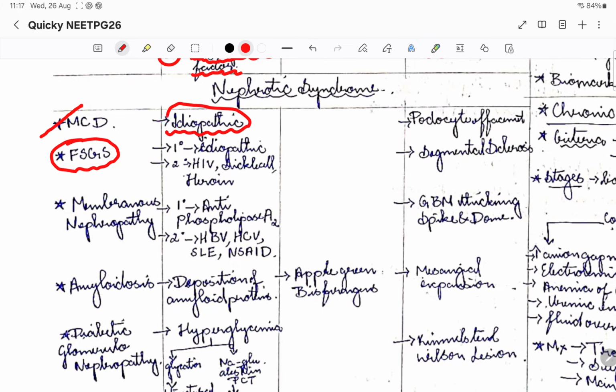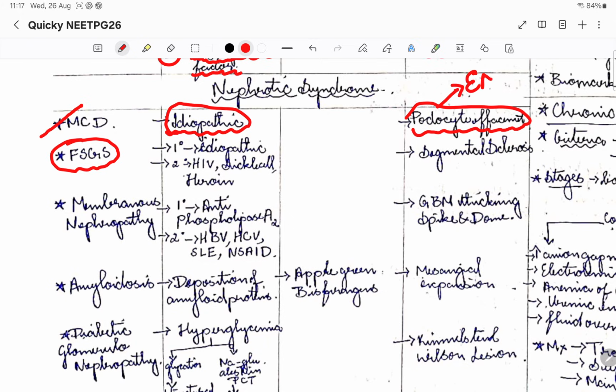Idiopathic, there is no causative agent that is there. This mainly occurs in very young pediatric patients, less than 1 year, or between 1 year to 2 years. This MCD might happen. Here there is perfect podocyte effacement. Podocytes, I told you, right, the 3 layers of GBM. Here the middle layer, that is the podocyte, is getting affected, and we can see this in the electron microscope.